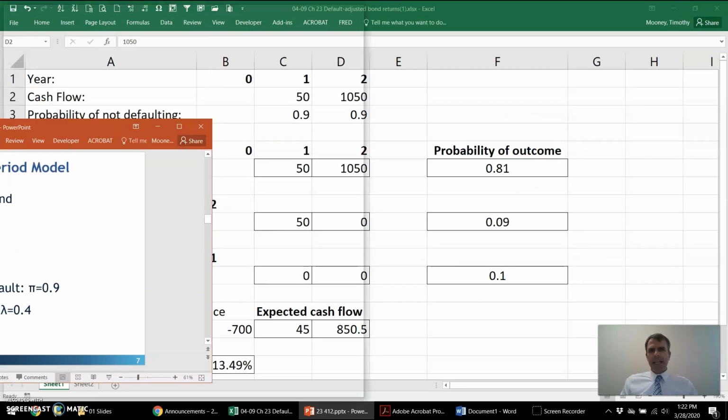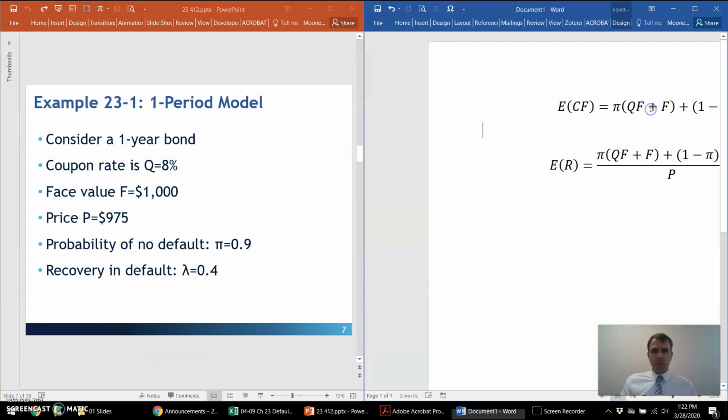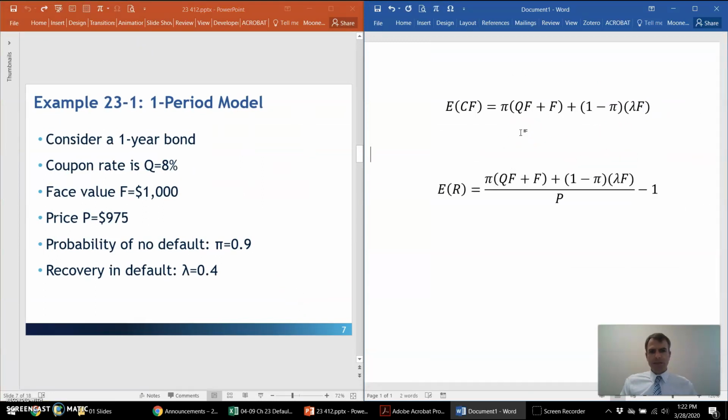And I went ahead and wrote out the formulas that we'll work with to find the expected cash flow. So this bond matures in 1 year. It's got a coupon rate of 8% and a face amount of 1,000. So an annual coupon payment from this bond would be $80, right? And then we've got a probability of not defaulting, pi, and then a recovery rate in the event of default. So let's plug things in and work through it. And this is going to form one building block for a much bigger default adjusted expected bond return model that we'll look at in the next video.